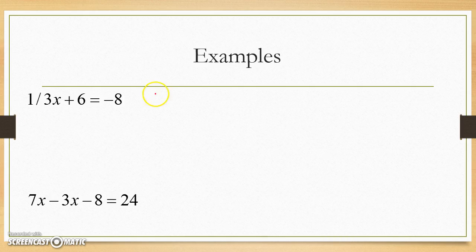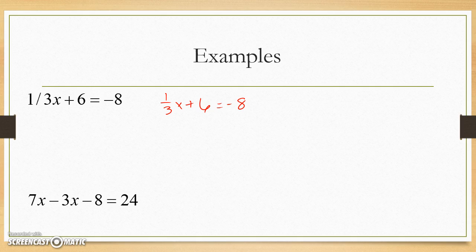So on this first problem, I'll rewrite it: 1/3 x plus 6 equals -8. We have to look at this linear equation and ask ourselves, can we simplify the left side or the right side first before we use the inverse operations? Basically it's asking, are there any like terms on the left side that you can combine, or any like terms on the right side? On this problem there are not any like terms to simplify first. You'll see that on the next example. So let's solve this one.